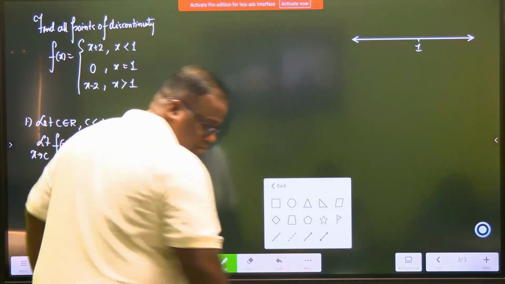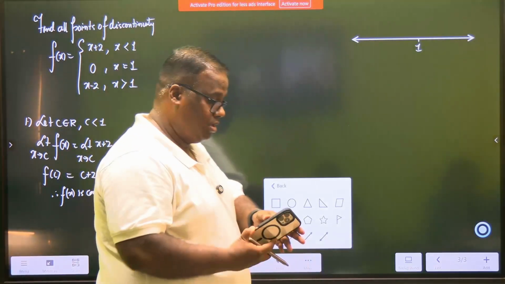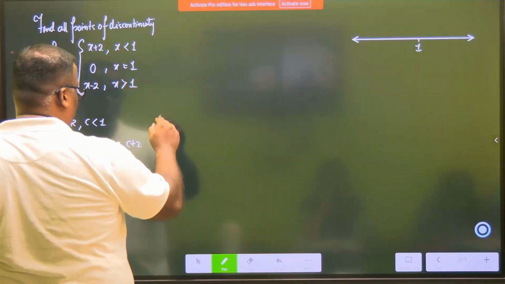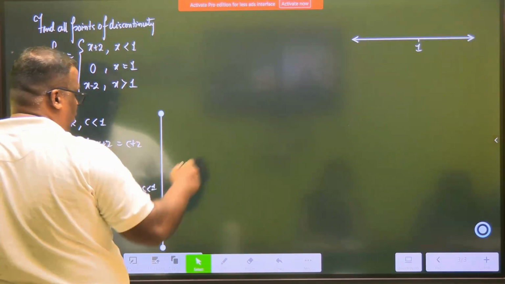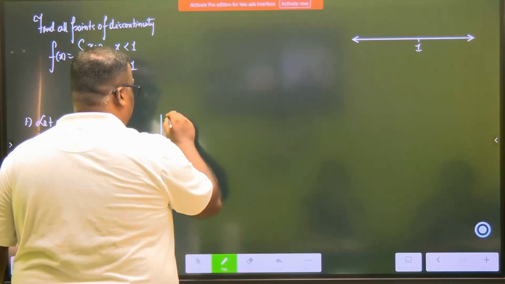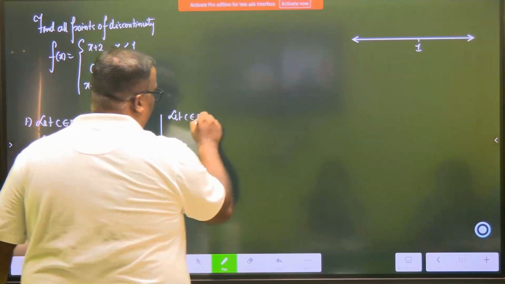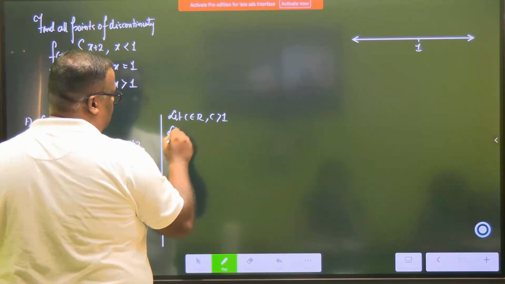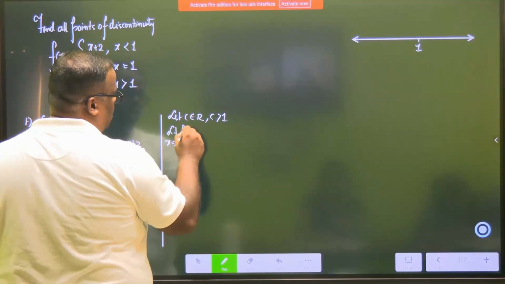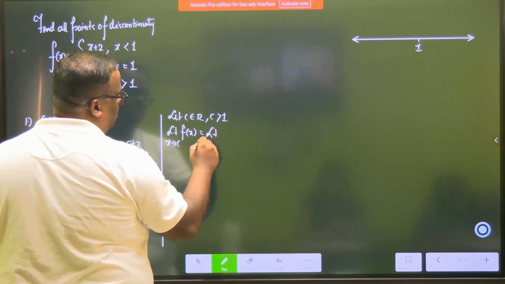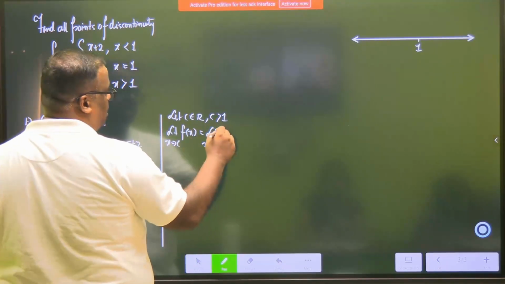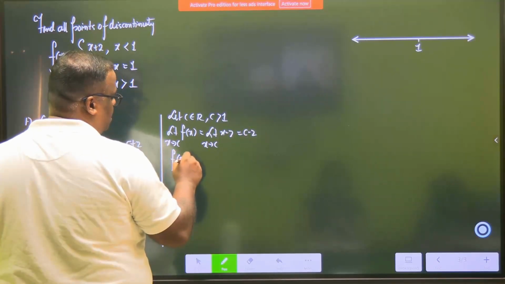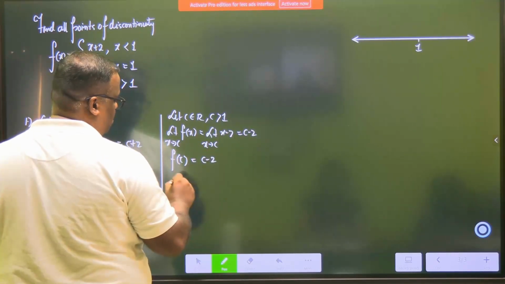Then we go for our next one. What is happening beyond? Okay, let c belong to R, c be greater than 1. Limit x tends to c of f(x) is equal to limit x tends to c. Which one will I take? x minus 2, so c minus 2. f of c is c minus 2.